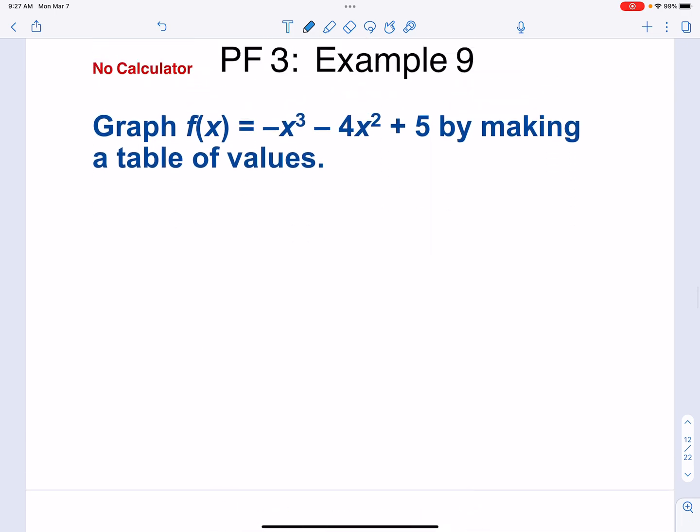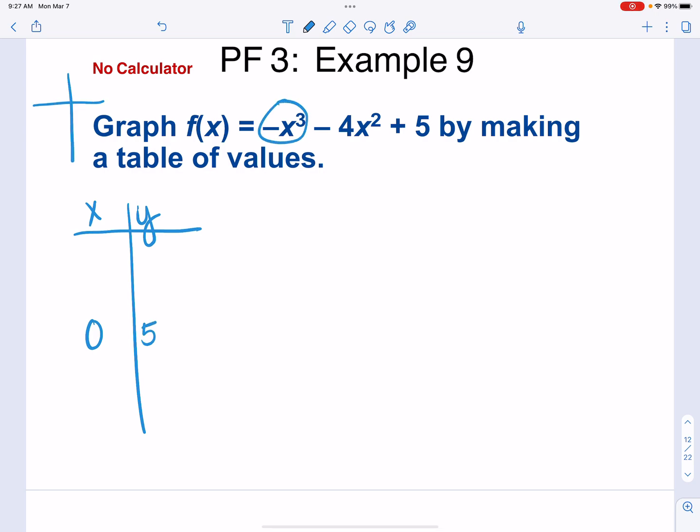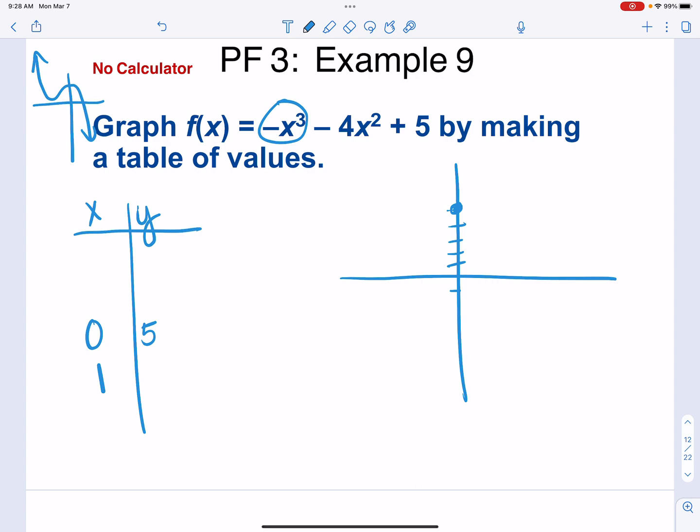Okay, so it wants you to graph by making a table of values. So if we think about this, I have an x, I have a y, I know I have a point at 0, 5. I know it's a degree 3, so I know it's going to go downhill somehow. The most it could hit the axis is 3 times. So we're going to try to get this graph by plugging in points. So when I plug in 0, I'm at 5. So I'm going to plug in 1. 1 cubed, that would be a -1 minus 4 plus 5. 0. When I plug in 1, I'm at 0, so it's going down.